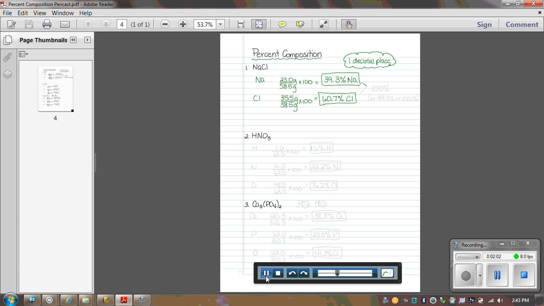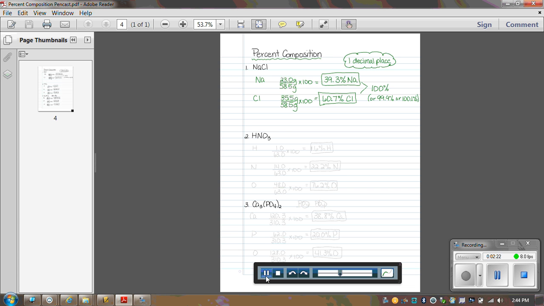And you can always double check. Those two answers should add up to be 100. It might add up to be 99.9 or 100.1 just because of rounding. But as long as you get one of those three sums, then you'll be fine. So that's the basic idea.